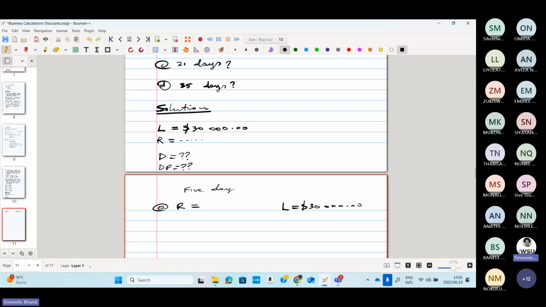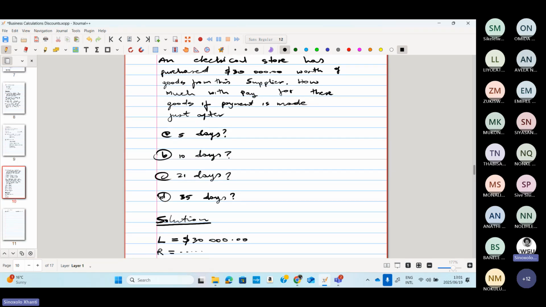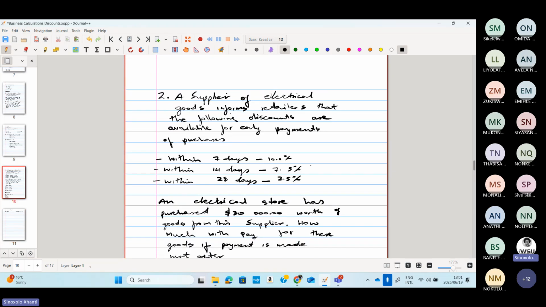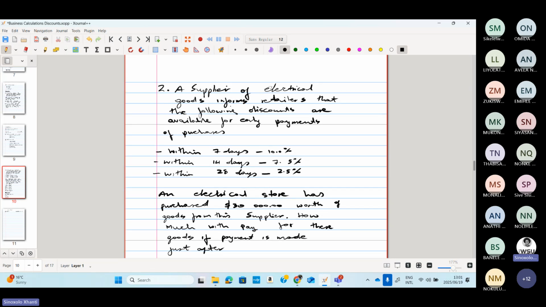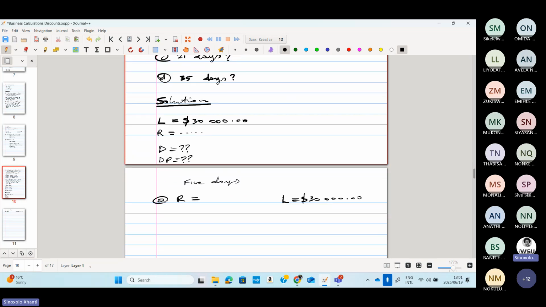I want us to analyze this. 5 days is less than 7 days, which means 5 days is within this interval. So our R is going to be 10%, because 5 days is within an interval of 7 days. So our R is 10%, or simply 0.10.